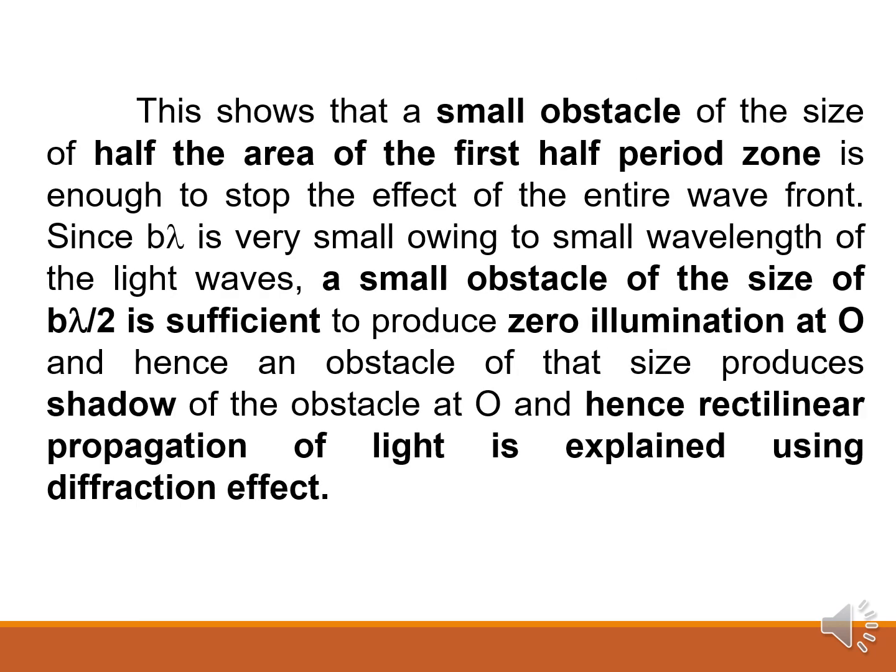Thus, this shows that a small obstacle of the size of half the area of the first half period zone is enough to stop the effect of the entire wavefront. Since B lambda is very small owing to the small wavelength of light waves, a small obstacle of the size of B lambda by 2 is sufficient to produce zero illumination at O, and hence the obstacle of that size produces a shadow. Now, the rectilinear propagation of light is explained using diffraction. And this is how it is explained.